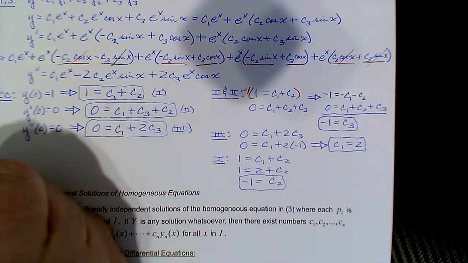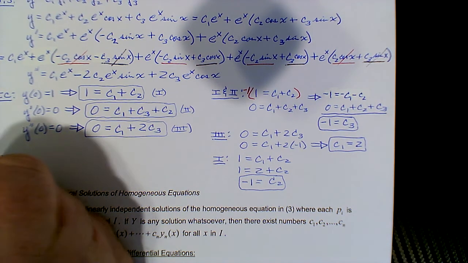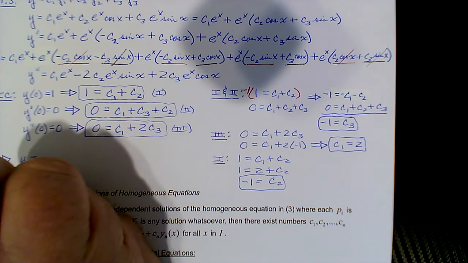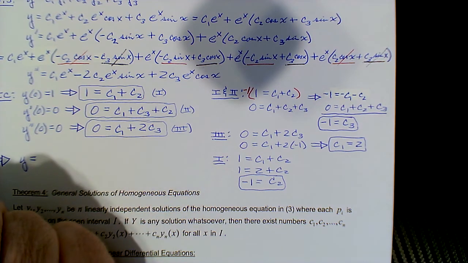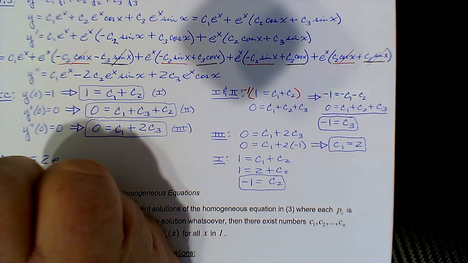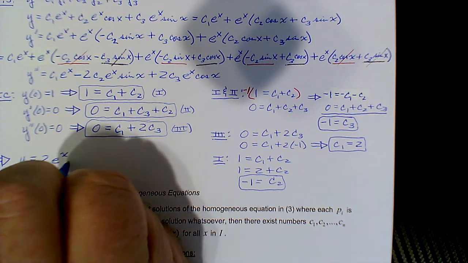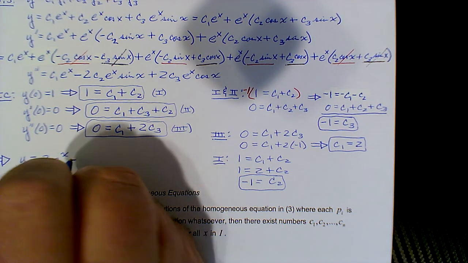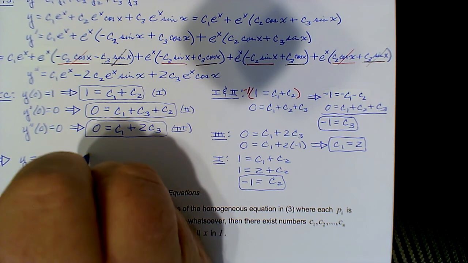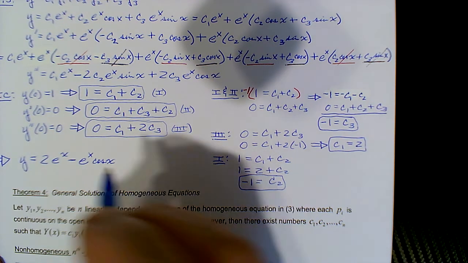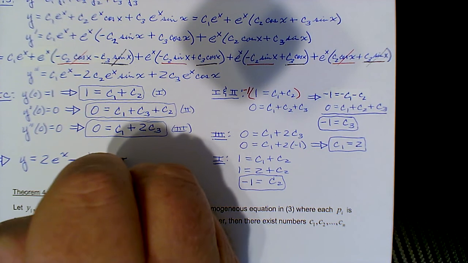So then our particular solution would be y equals C1, which is 2 e to the x, plus C2, which is a -1, so minus e to the x cosine x, and then plus C3, which is also a -1, so minus e to the x sine of x.